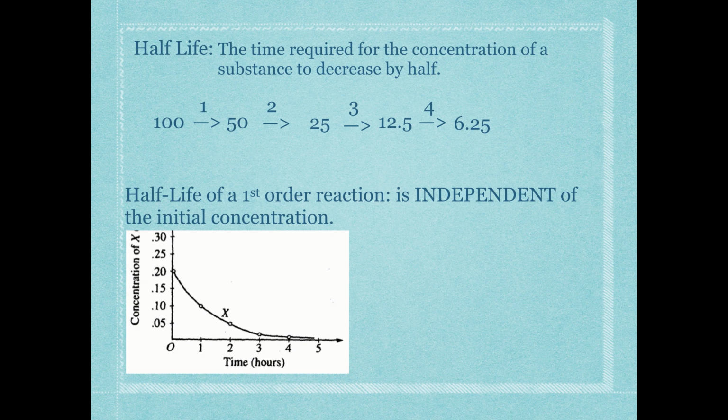Then after another hour, it's halved again to 0.05. Then after another hour, it's halved again to about 0.025. So what that tells me is that regardless of where I am in the reaction, my half-life will always be 1 hour. So that tells me that the order is first order.